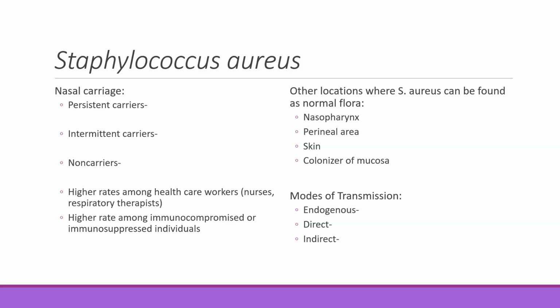Other locations where we see it: the nasopharynx, the perineal area, the skin, and it can be a colonizer of the mucosa. There's different modes of transmission: endogenous, which would be more inside, direct contact, or indirect contact.